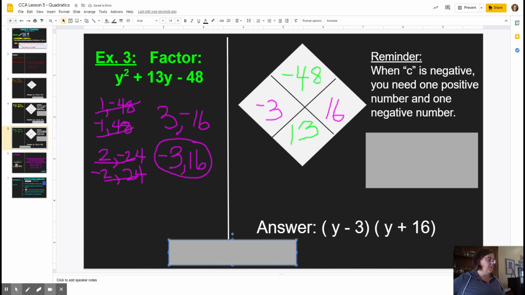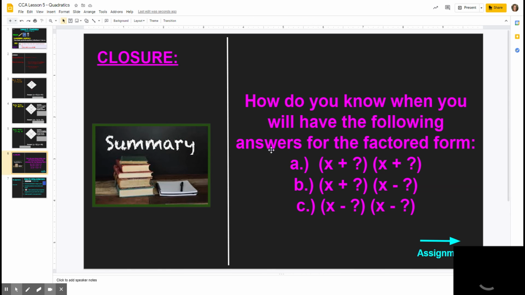So those are the 3 examples that I have for you. Before I move on to the closure, what questions do you have about this? Clarifying questions. Can you explain again why? What do I need to do if? Any of those kinds of questions? All right. So on your paper, here is your closure. Oh, Sam, go ahead.